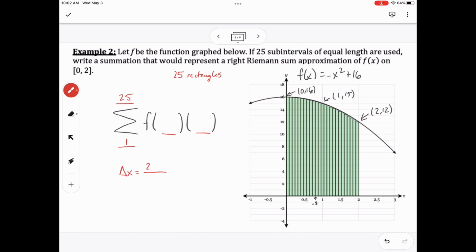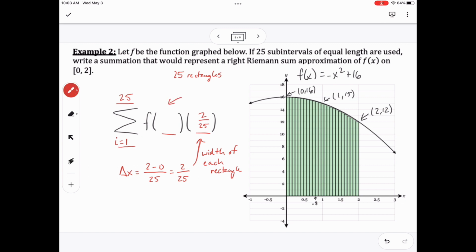So the counting is I'm counting the areas of all the rectangles from the first one all the way to the 25th. And just like we did with the warm-up, we have the change of x, which is 2 minus 0, divided by how many rectangles I have, which is 25, so the width of each rectangle is 2/25. And because we're counting, i is actually indicating which rectangle you're on.